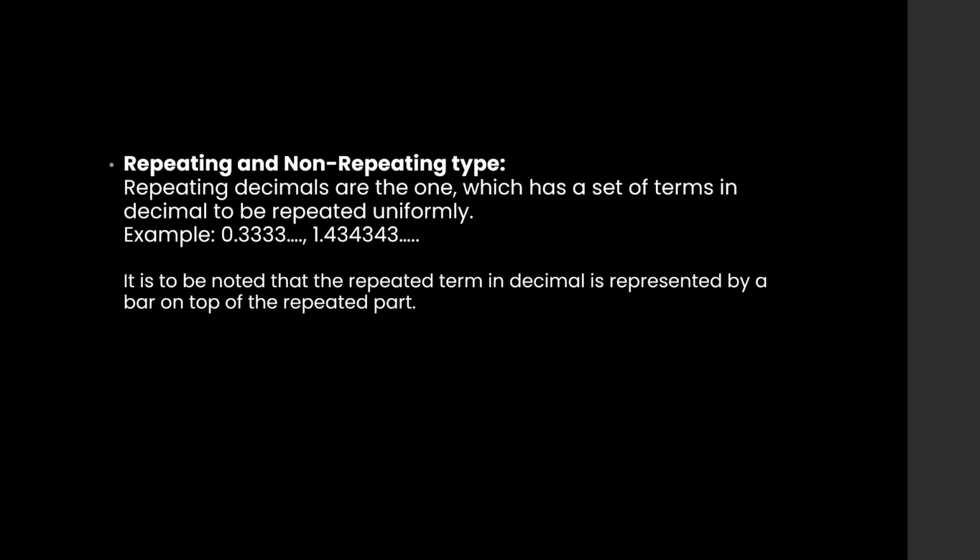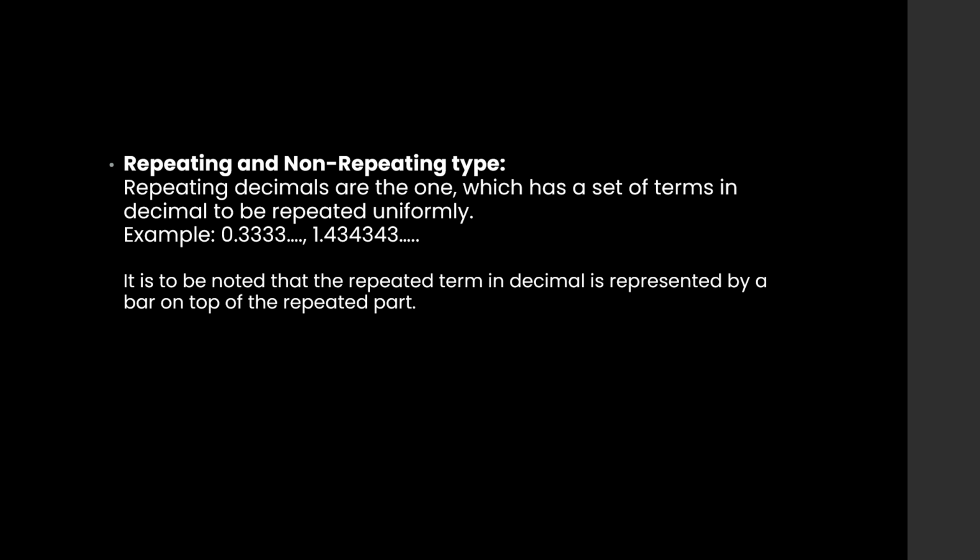Another type is the repeating and non-repeating type. Repeating decimals are the ones which have a set of terms in the decimal repeated uniformly. For example, 0.3333. Now here you can see 3 is repeated throughout. There are infinite numbers, but only one digit is repeating. That's why this comes under the repeating type. 1.434343. Now you can see the two digits 43 are repeating throughout.